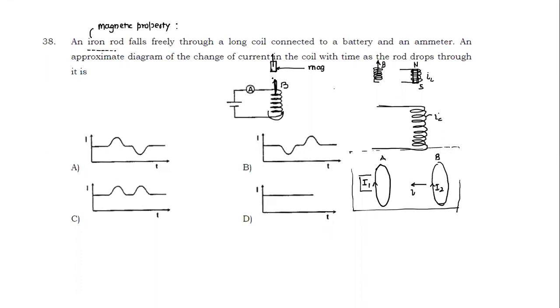When the iron rod starts falling, it is equivalent to the coil coming nearer, and after it passes through, it is going away. So if it is moving nearer, what will happen to the current I1? Will the current increase or decrease when they're moving towards each other? Decrease. So it will decrease, and when it's moving away, it will increase.